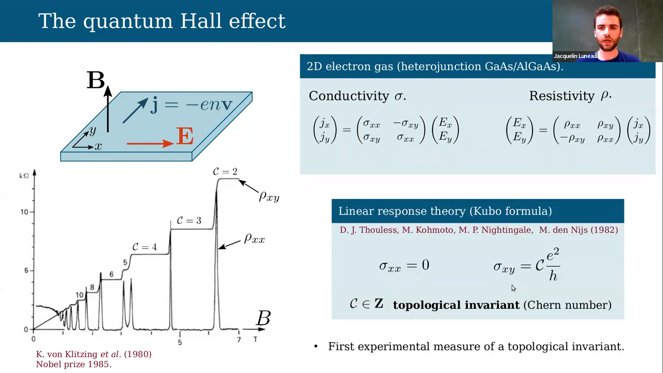Soon after this experimental discovery of the quantum Hall effect, this extreme precision was understood to come from a topological property. Thouless and collaborators showed that this number phi is a topological invariant. It's an integer, which is a topological invariant called a Chern number. And so the quantum Hall effect was the first experimental measure of a topological invariant.